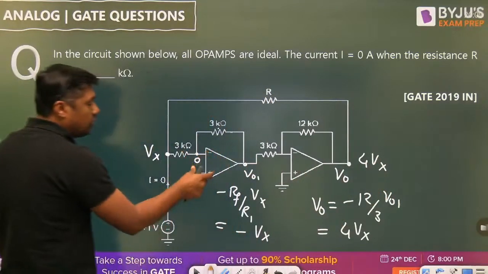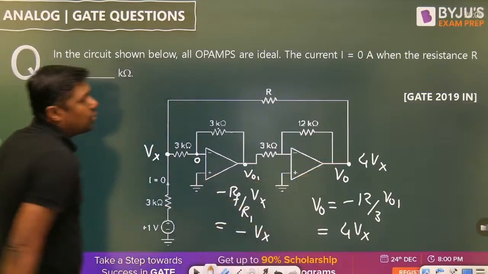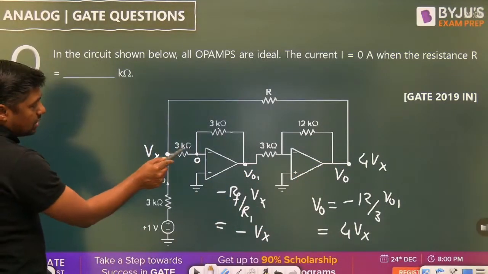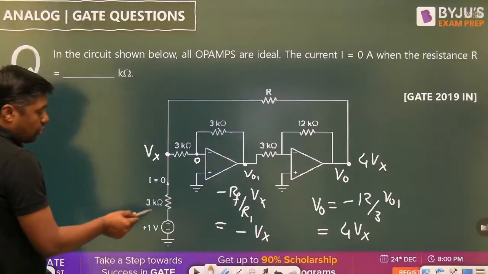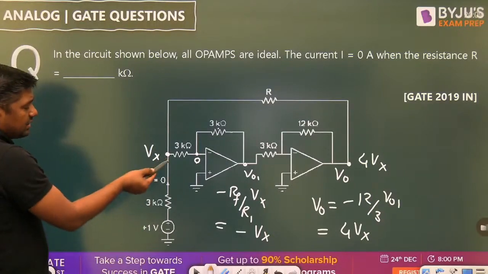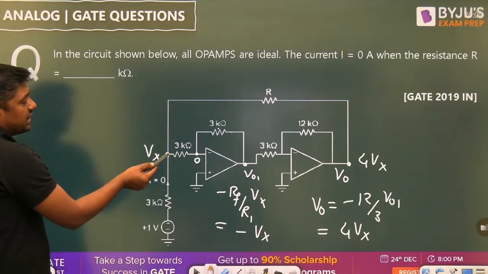So this is a non-inverting operational amplifier. That is the non-inverting operational amplifier. Directly you will get the 4 Vx. Now you have the voltage at this point Vx. Voltage at this point 0, voltage at this point 4 Vx, and current here. Then you can write the KCL at this point. This current should be equal to 0. You can write the KCL at this point.